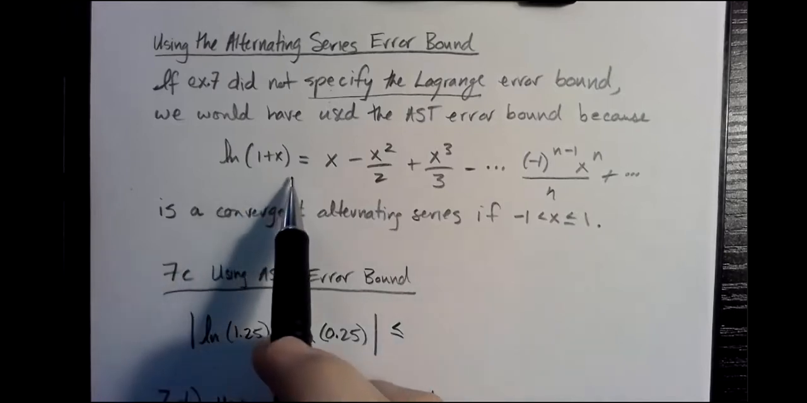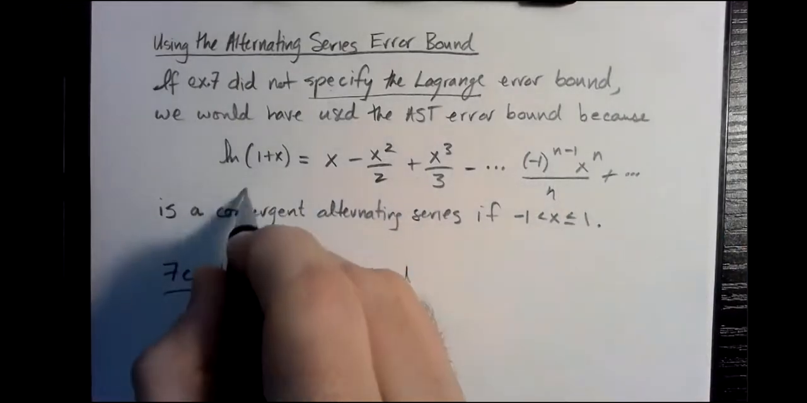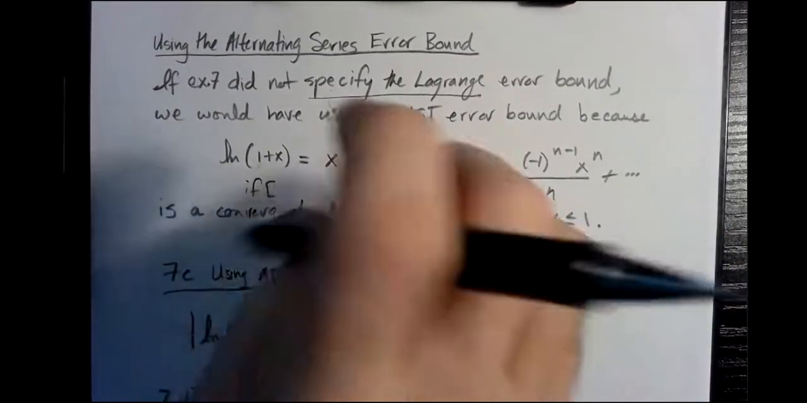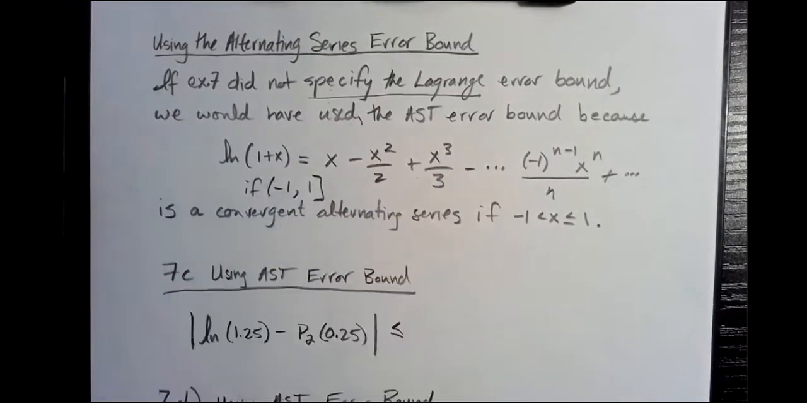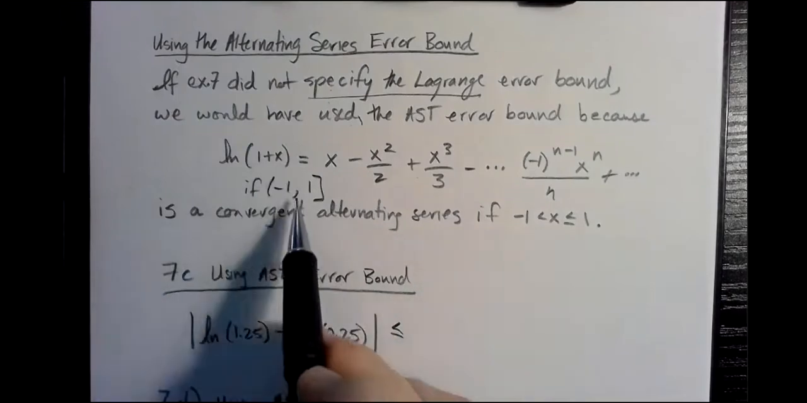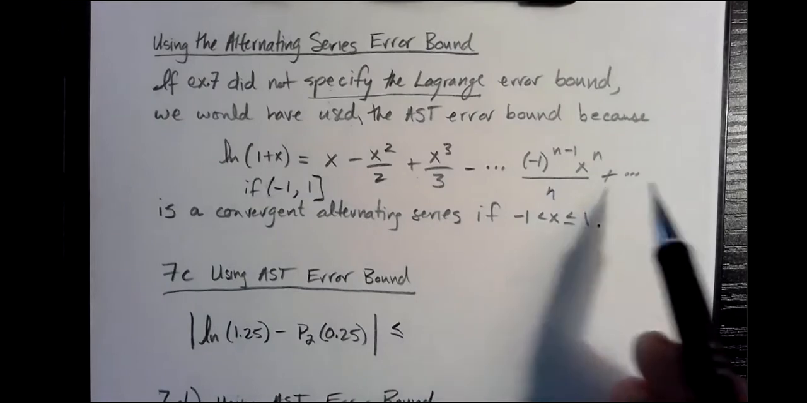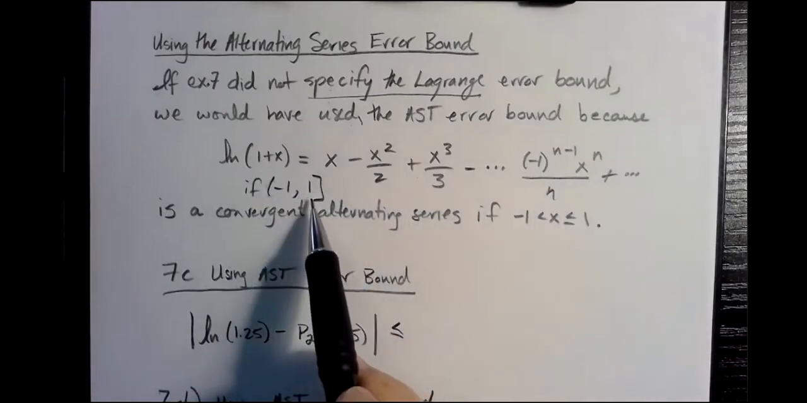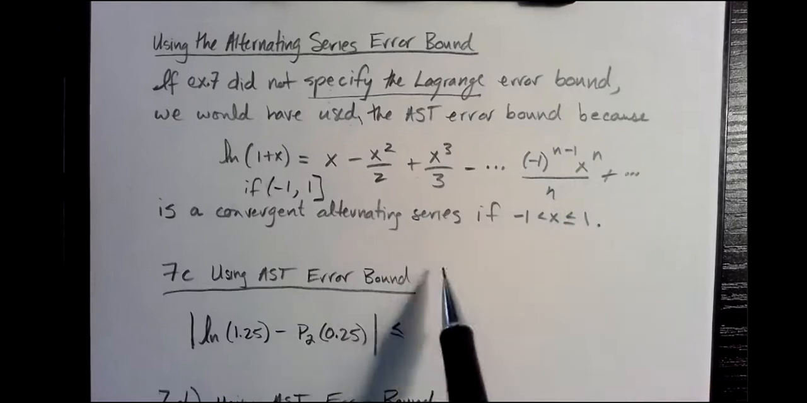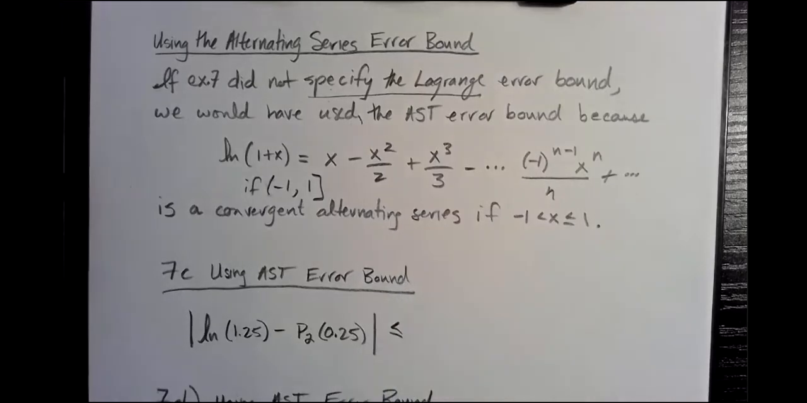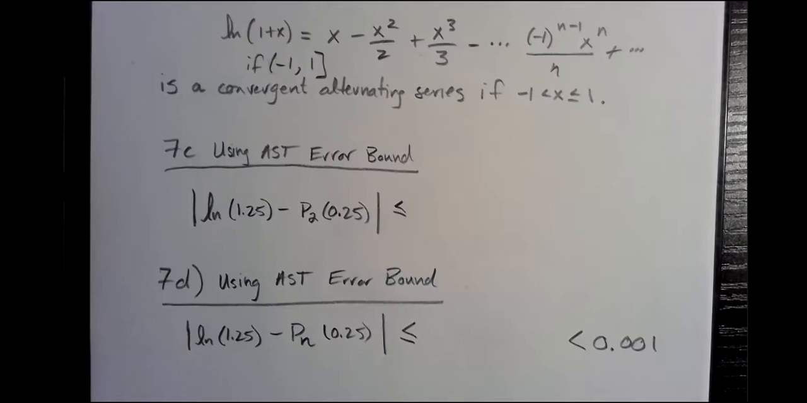However, the Taylor series for natural log of 1 plus x is alternating, and it's convergent if x is in the interval from -1 to 1. Our x equals 0.25 is in that interval, so we have a convergent alternating series, which means we can use the alternating series error bound, which is much simpler and actually a better estimate of the error, a tighter estimate of the error.